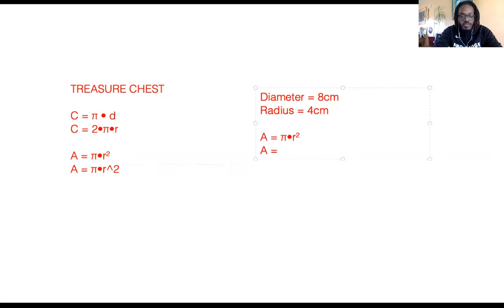Area equals pi times radius, which is 4 squared.